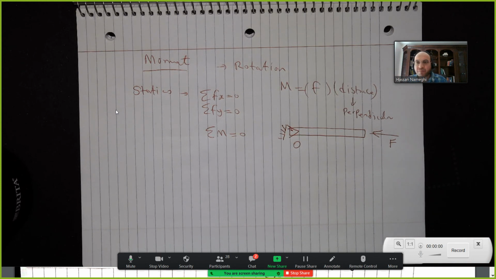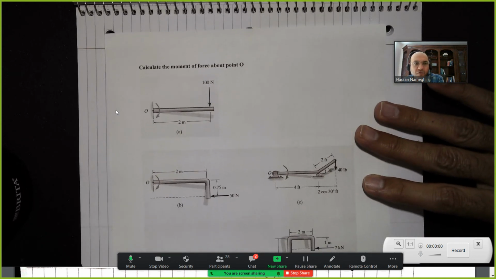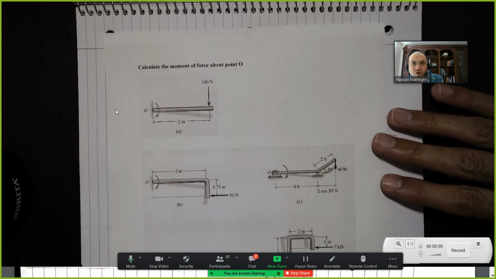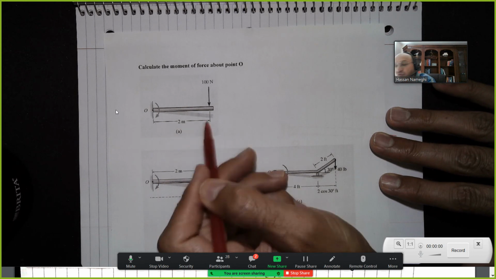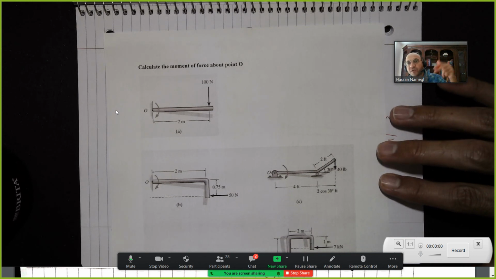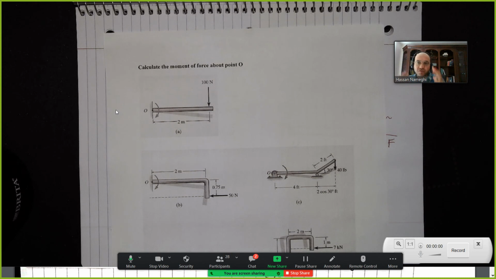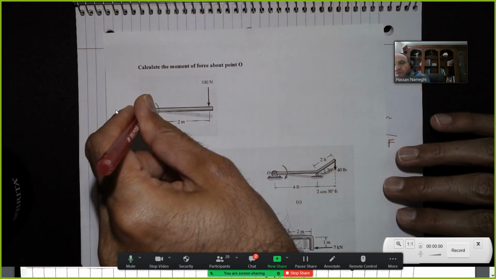I have a couple of examples that I want to work on today, to get you more familiar with the concept. So let's look at the first example. I have a force of 100 Newton applied to one side of the beam, and the distance is 2 meters. I want to see how much moment is created. By the way, in 2D, the moment is about the z-axis. All the rotation is about the z-axis. The force is applied in x or y, but the rotation is about the z-axis. Here, the z-axis is perpendicular to this, like where I hold the pen.